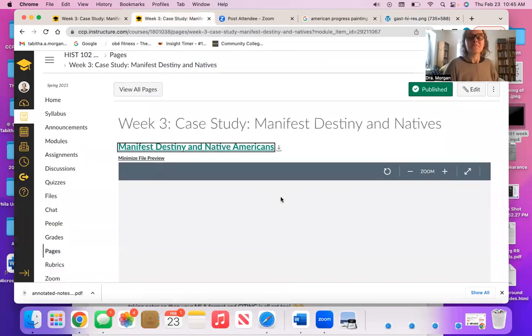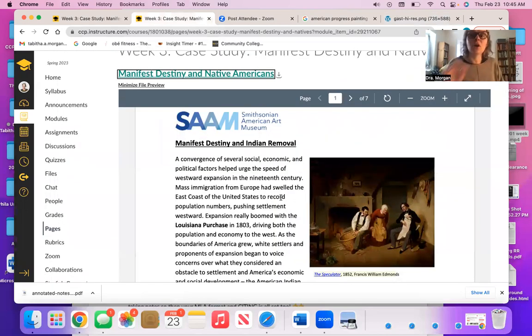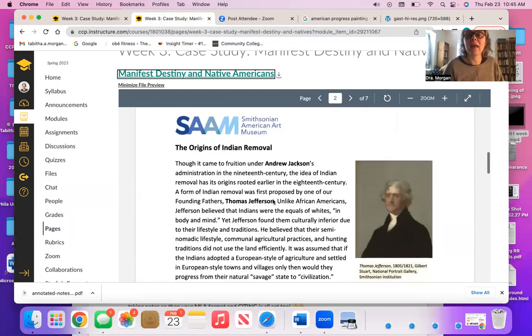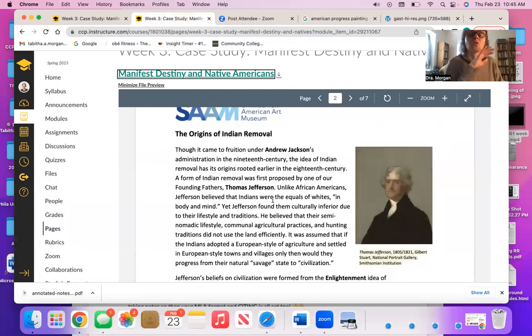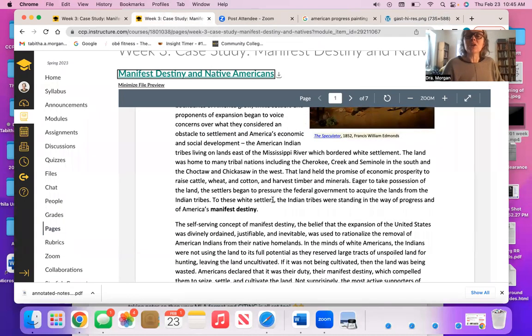Here, this. So this article is really readable. It's so good. It's done by the Smithsonian American Art Museum, and they just do a great job of giving all the historical context to what's happening. So Manifest Destiny, the slogan is greed, God, and glory. That kind of sums up Manifest Destiny.